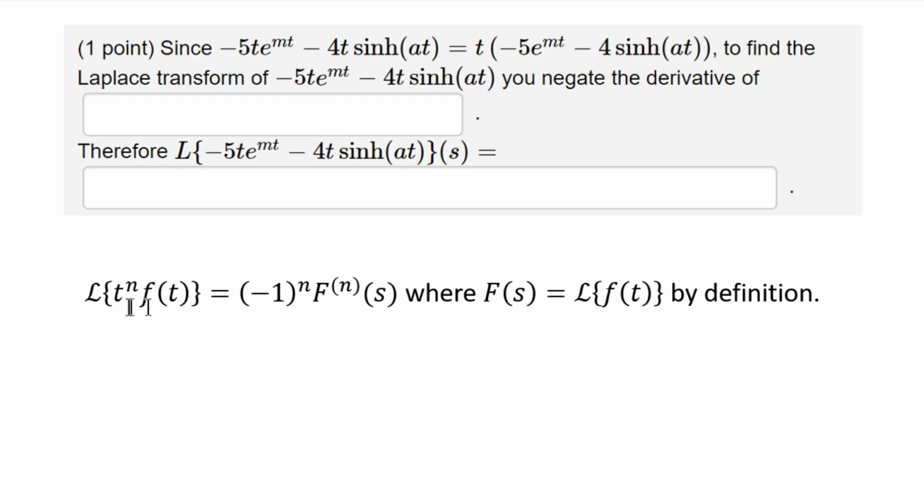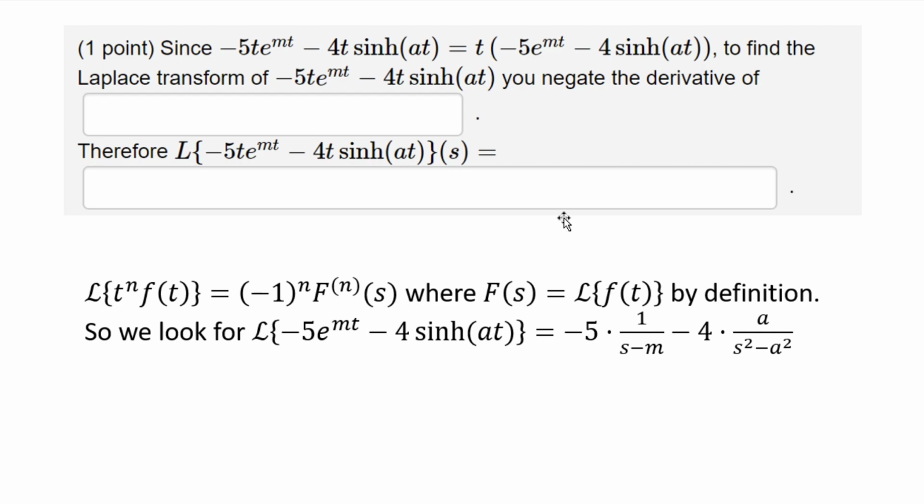And this formula says if you know the Laplace transform of f, then the Laplace transform of f times t to the nth power is the nth derivative of the Laplace transform times some alternating signs. And the proof of this is not that hard. It's just integration by parts done n times. So see if you can actually prove this.